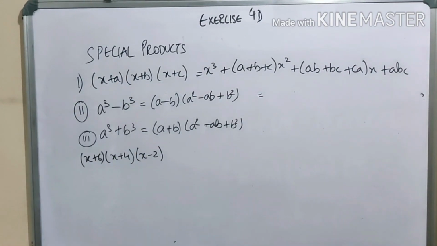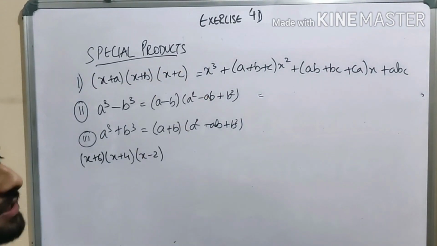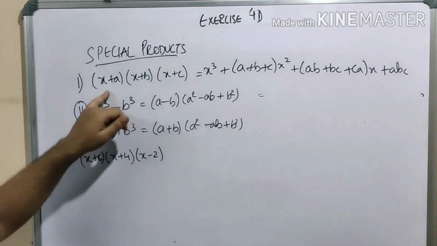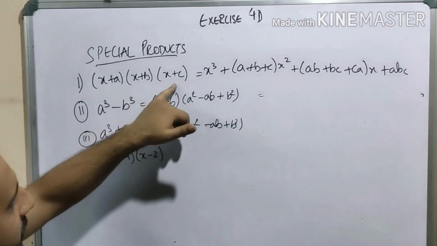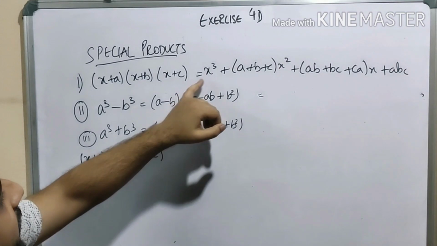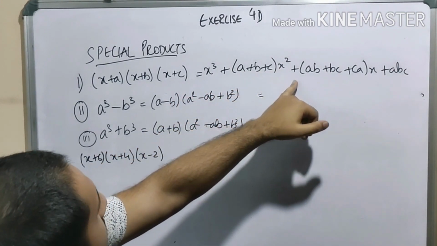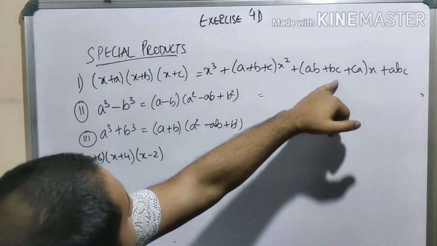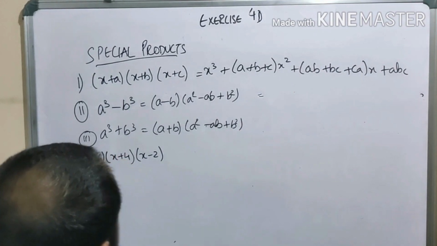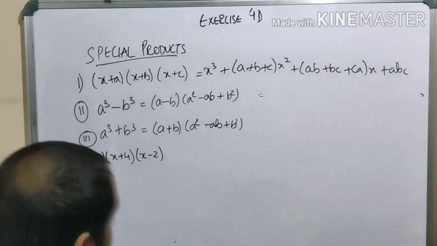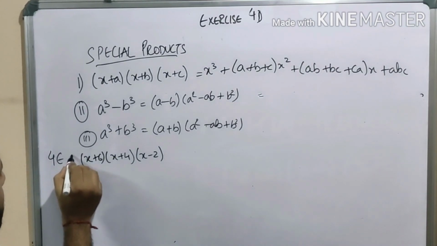See, these are the special products. You need to memorize this. Whenever they ask any problems given in this form, x plus a into x plus b into x plus c, you can directly write it this way: x cubed plus a plus b plus c into x square plus ab plus bc plus ca into x plus abc. See, I've taken this exercise. This is exercise 4e, question number 1.